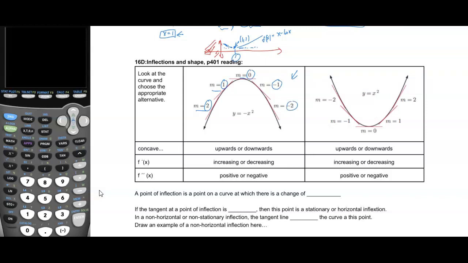So the evolution as we go from left to right is that the m value is getting smaller and smaller. The m value is becoming more and more negative, right? It goes from positive 2 to positive 1, 0, negative 1, negative 2. We're subtracting more and more from it. It's getting smaller, okay? So for this parabola, we can see that it looks like it's concave downwards, right? Because concave down is when things are cupped down.